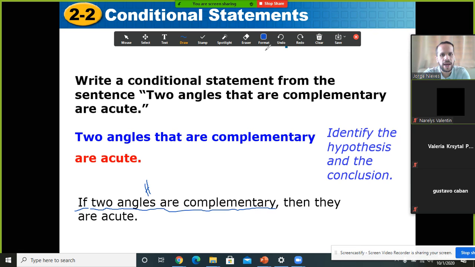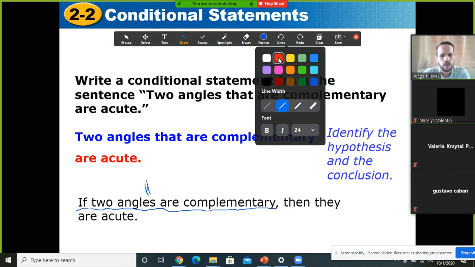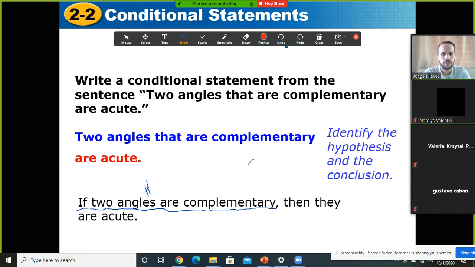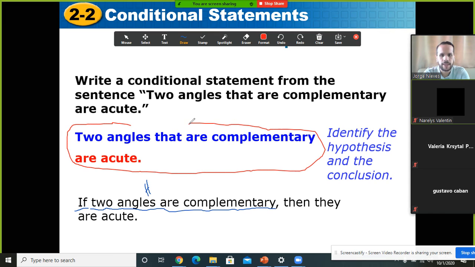hypothesis. And what do we add on the other part? ¿Qué palabra añadimos, mi gente? We started by adding if. What is the other word that we add? Can someone tell me? Then. ¿Lo están viendo, mi gente? Es que se quedan callados. Dios mío. I need to see you. I need to hear you. So this is the conclusion of this conditional statement. You see, it's not hard. You have to identify the hypothesis and the conclusion, and then you can add if and then.